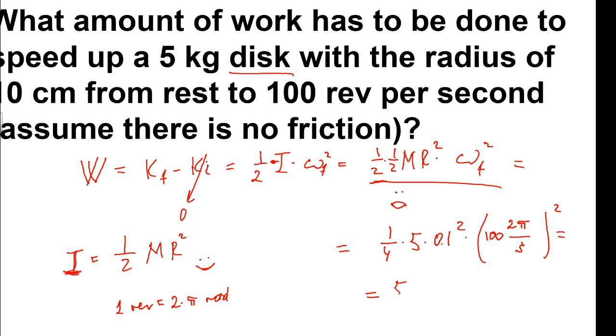So we can just round it up to 5,000. 5,000 what? What unit should I write? What did you say? Joules? That's work. Doesn't matter. Rotational kinetic energy, translational kinetic energy, work, kinetic energy, any kind of energy, still joules.